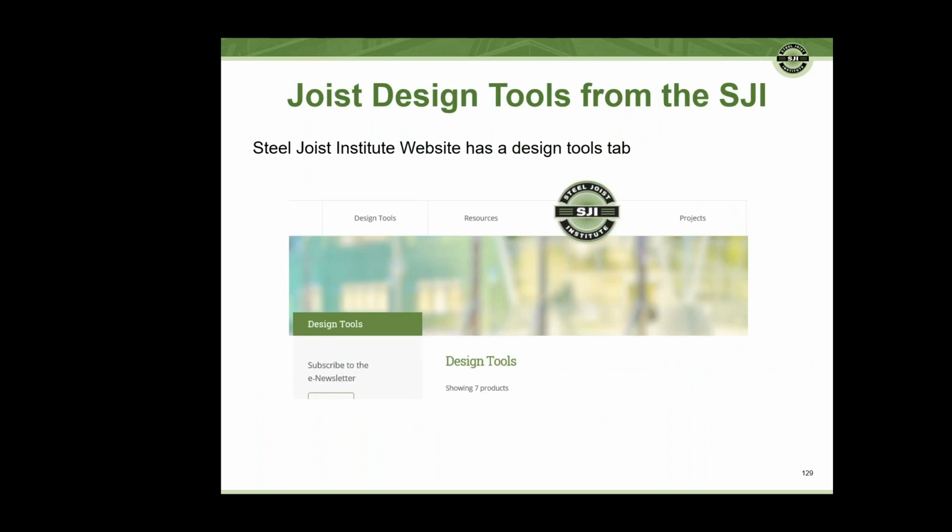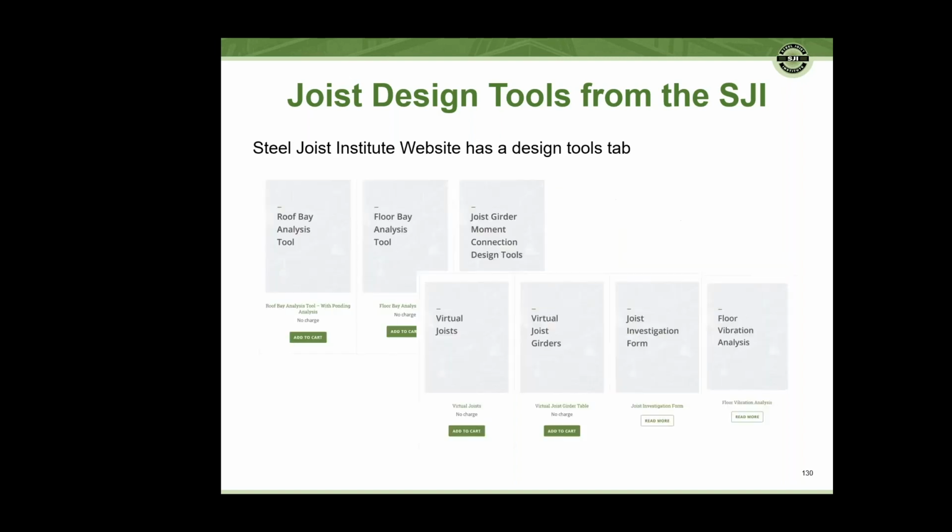Next topic is just to highlight a few tools quickly. The Steel Joist Institute website, which is just steeljoist.org, looks like this and has a bunch of different resources. Specifically, we want to call your attention to a Design Tools tab and tell you what's there. This just shows all the different titles that are available.